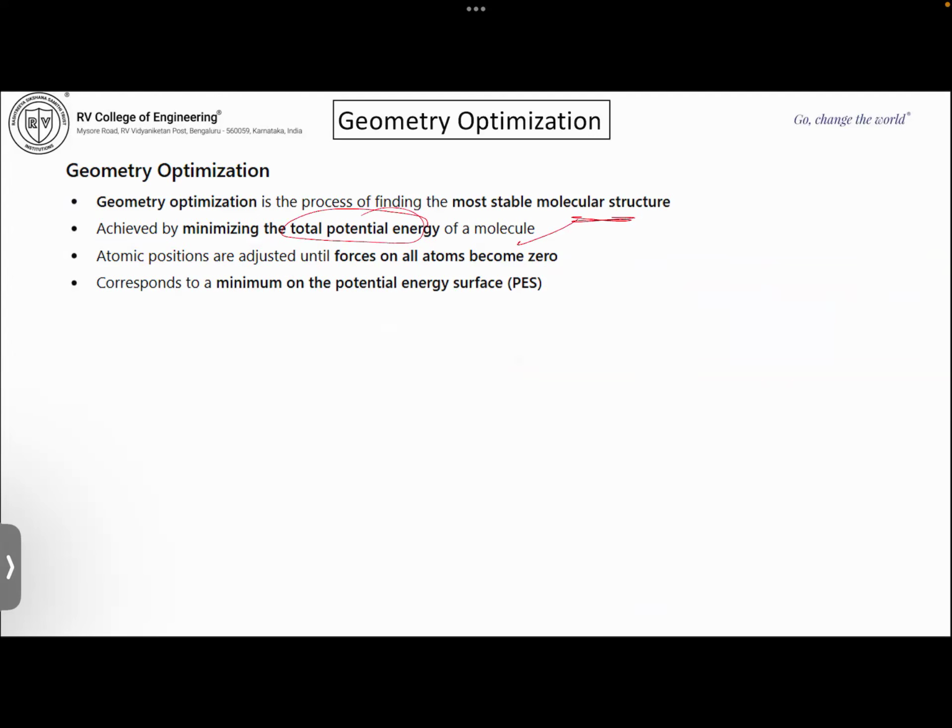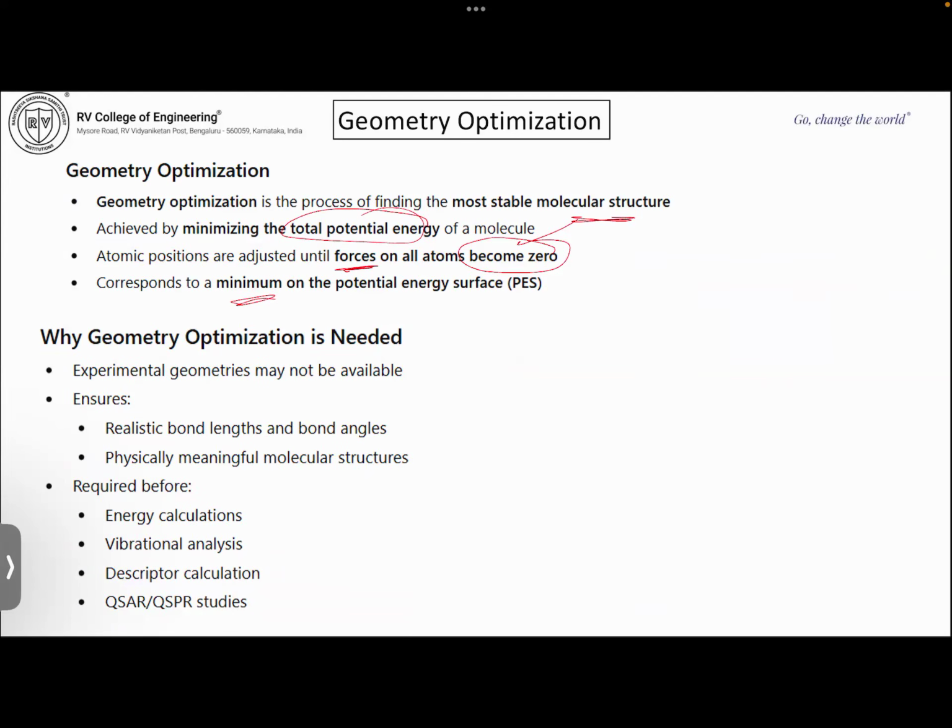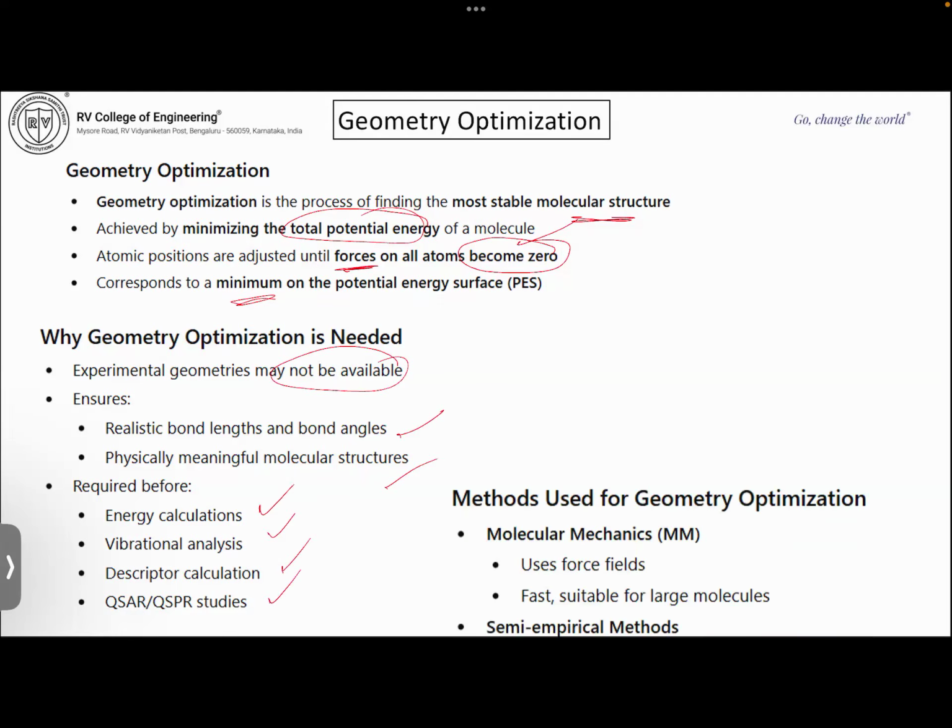Atomic positions are adjusted until forces on all atoms become zero. This corresponds to a minimum on the potential energy surface, that is the PES. Why is geometry optimization needed for QSAR and QSPR modeling? Experimental geometries may not be available. Therefore it ensures realistic bond lengths and bond angles, physically meaningful molecular structures. Geometry optimization is required before energy calculation, vibration analysis, descriptor calculation, and QSAR and QSPR studies.